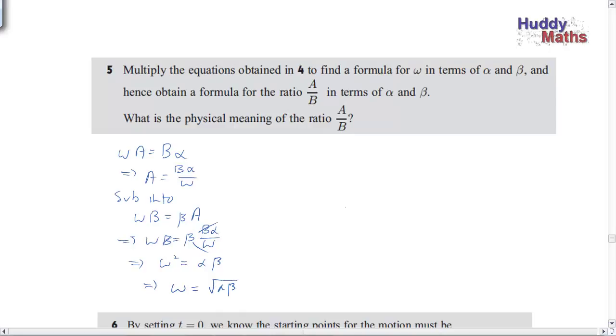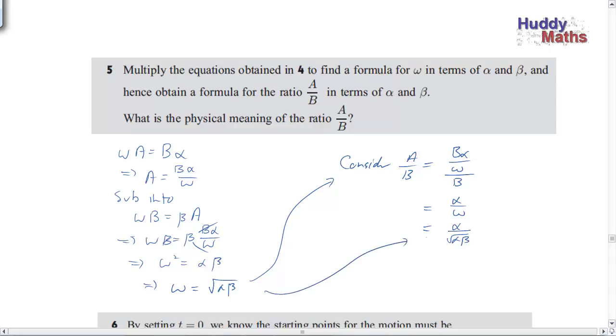Okay, now that's using the equations multiplied together, so let's consider A over B now. If you look at A over B, we've got them in reasonable terms. That's B alpha over omega all over B. And we can therefore say the B's will cancel, and this is then alpha over the root of alpha beta from here, and therefore that's the root of alpha over root of beta, or the root of alpha on beta. So that's our A over B expression.